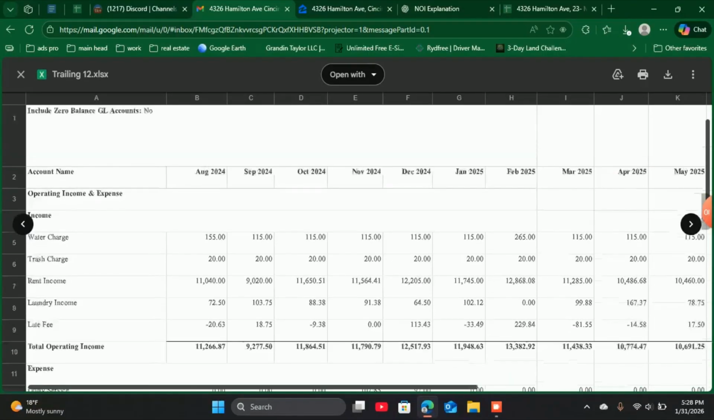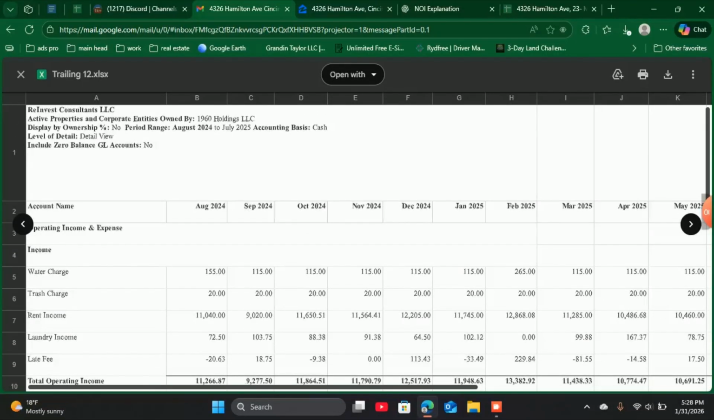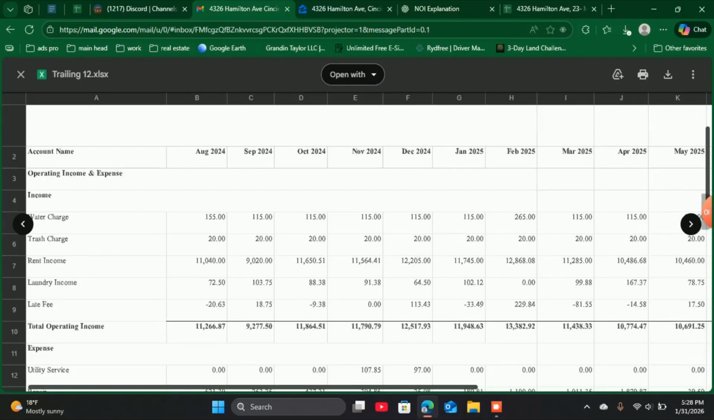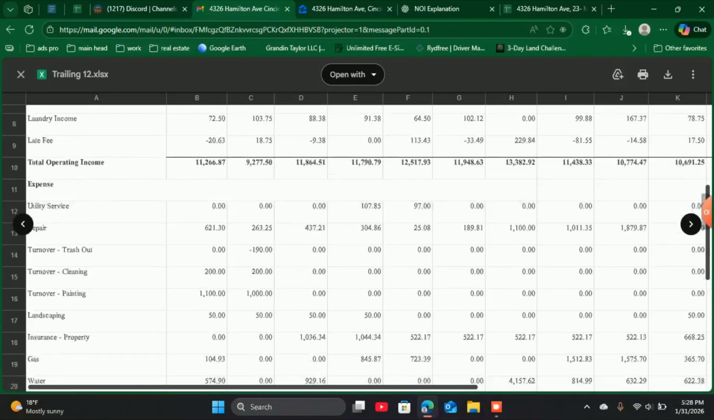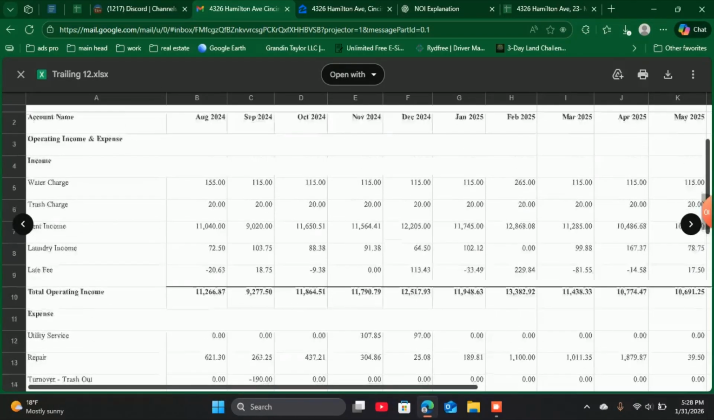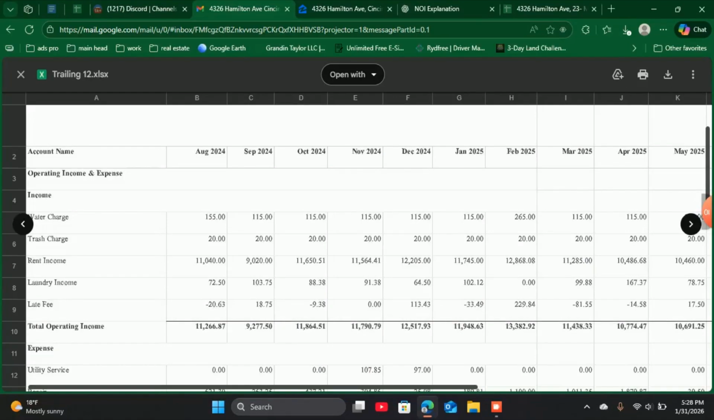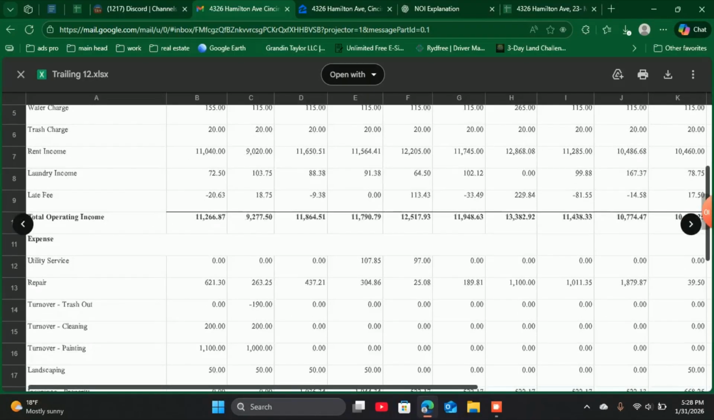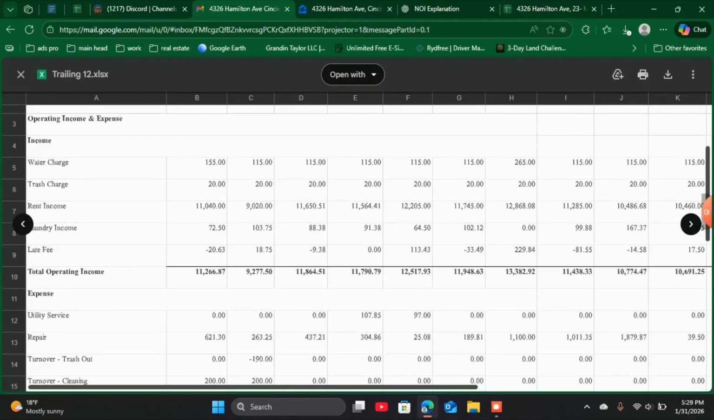Here's the OM report, income, operating income right there. Here's the expenses. Excuse me. Here's the total operating income. As I said, additional income is right there. So as you can see, all that is getting added in there. Late fees, trash charge. So they make them pay for trash also. They make them pay for water also.